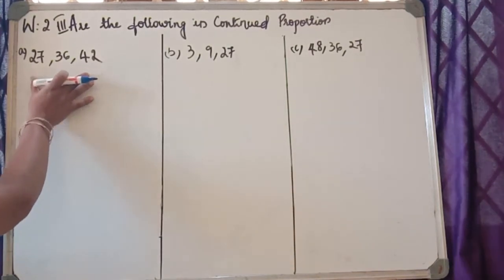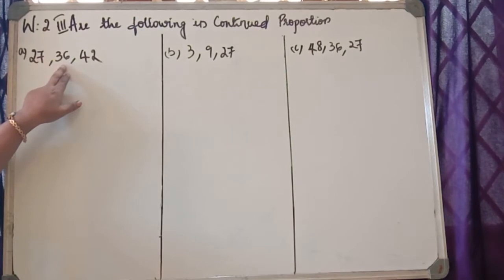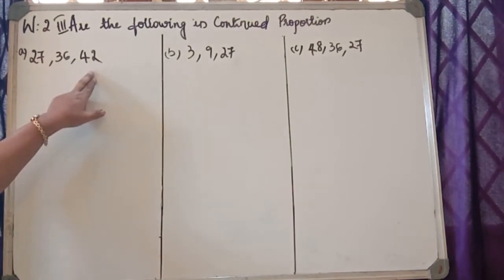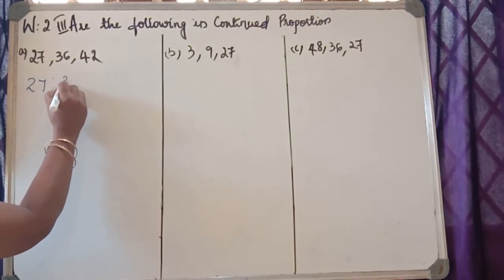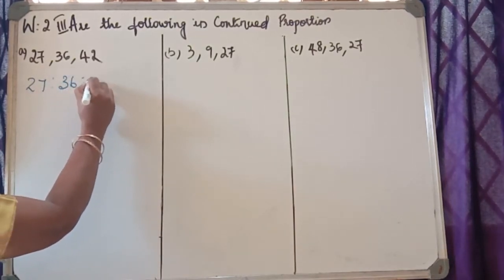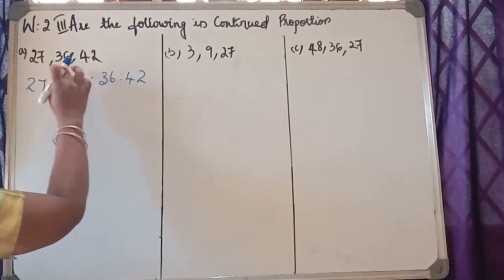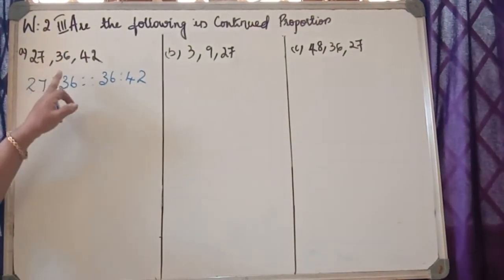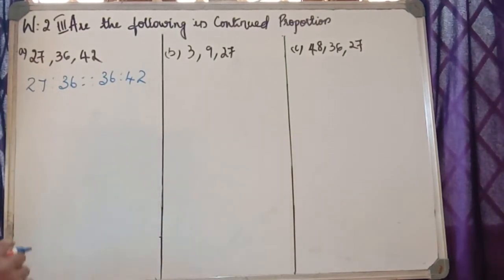Here, instead of 4 terms, 3 terms are given. We have to consider the second term to be repeated as the third term. So it will be 27 is to 36 as 36 is to 42. Always we have to consider the second term repeated as a third term in a continued proportion.